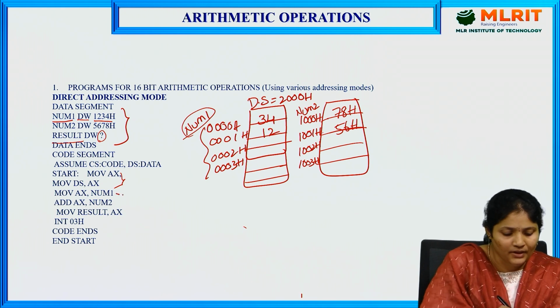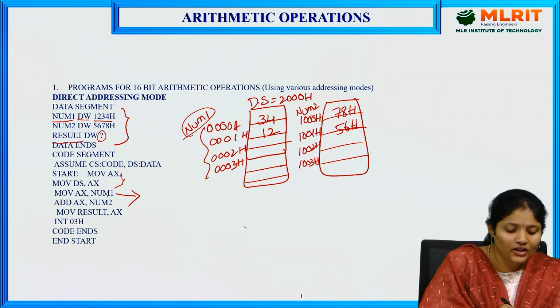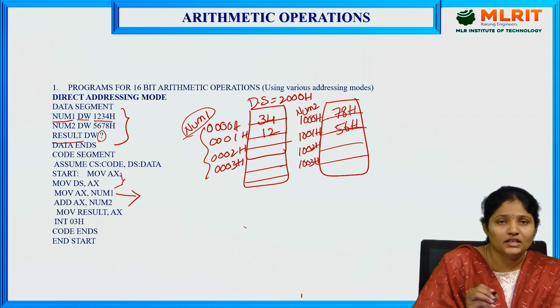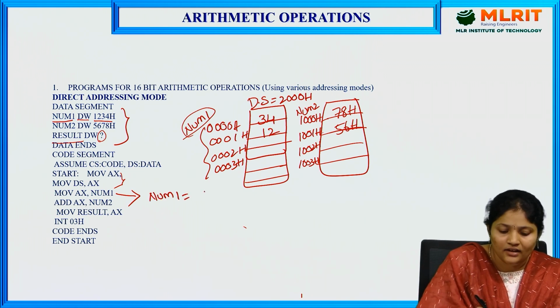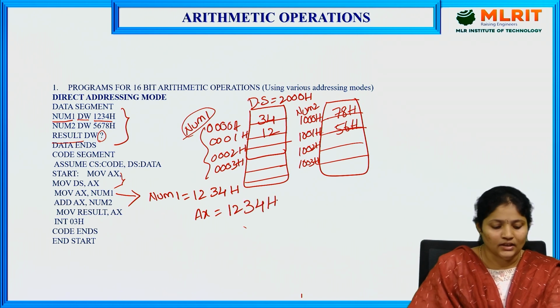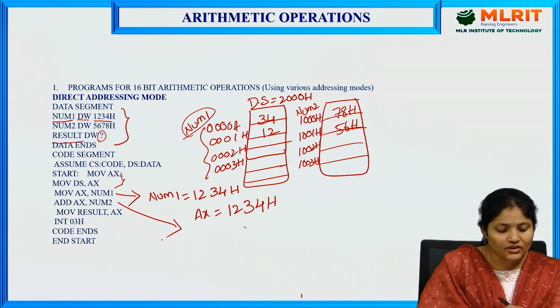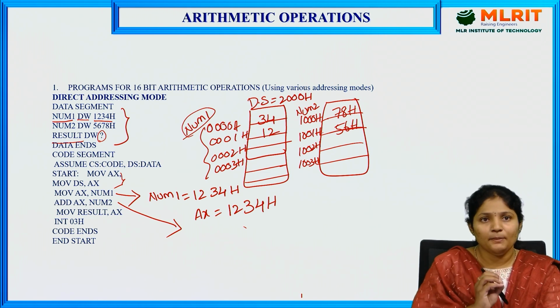Now coming to the main program, here MOV AX, number 1. As we already stored the data in this particular memory location, number 1 represents the data 1234H. So this will be moved to the AX register. Now the AX register has 1234H data. Coming to the next instruction, here we are adding the data present in the AX register with the number 2 value. So number 2 is a label.